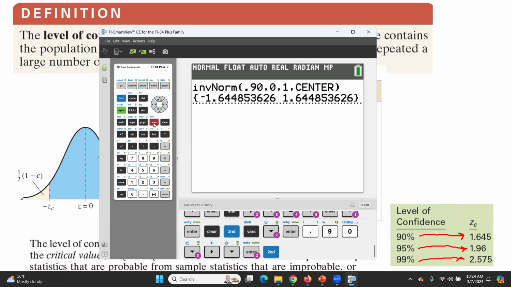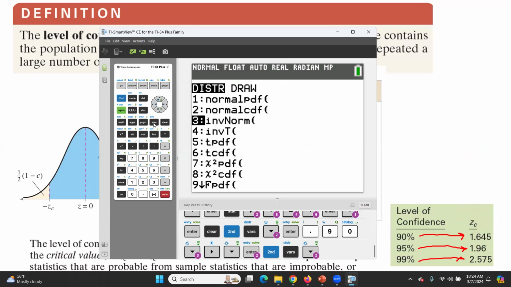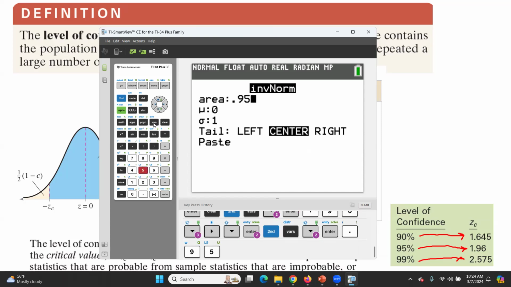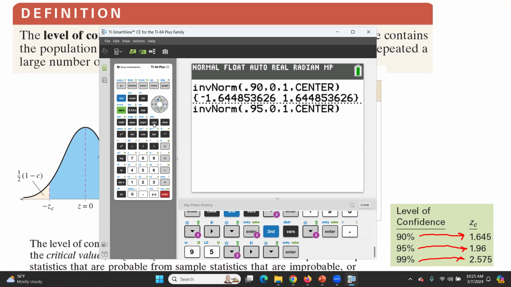Again, second, vars, inverse norm. If you have a different area or confidence level, like 95%, mean must be 0, standard deviation must be 1, it must be located at the center, and when you hit enter, you get negative 1.9599, and on the right-hand side you have 1.9599, which is rounded to 1.96. This is the value of the critical value or Z score.